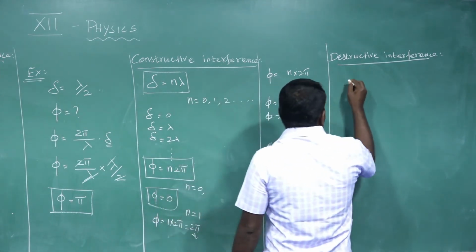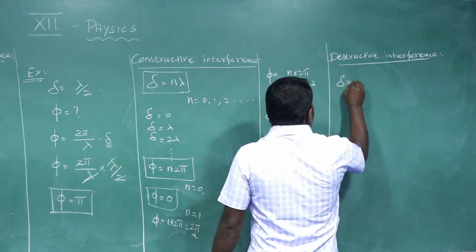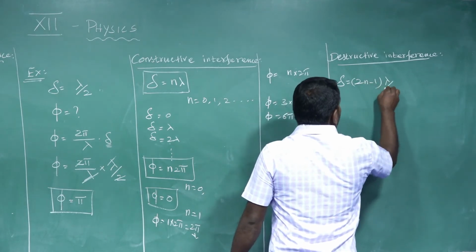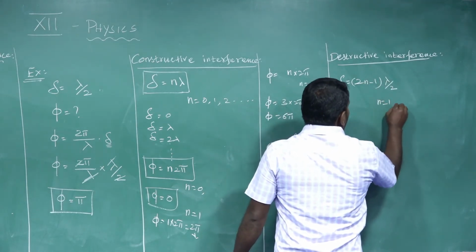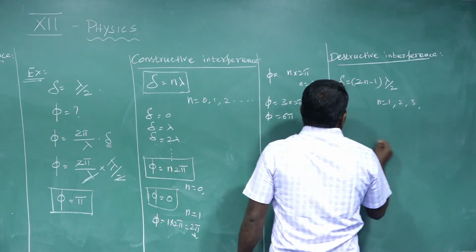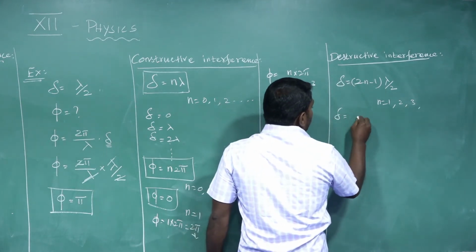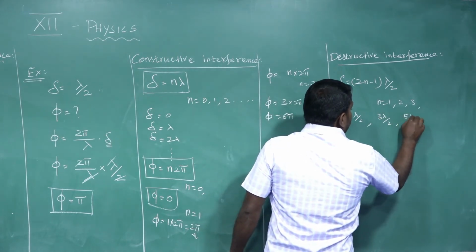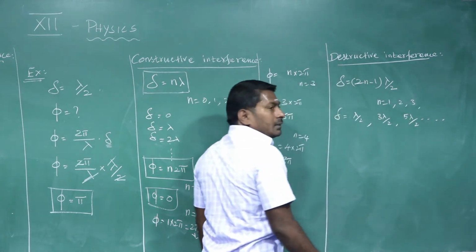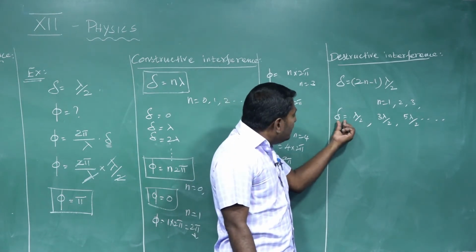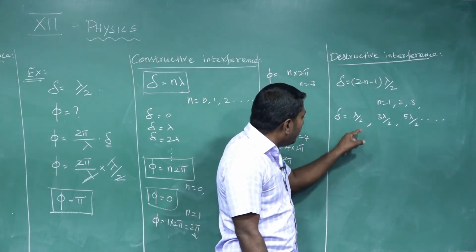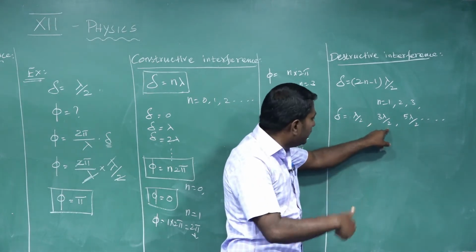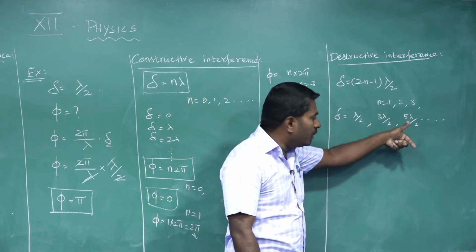Condition for destructive interference: the path difference between two interfering waves, delta, is equal to (2n minus 1) lambda by 2. Here n is equal to 1, 2, 3. So the path difference delta is equal to lambda by 2, 3 lambda by 2, 5 lambda by 2. It goes on like this. In this condition, when the path difference between two interfering waves at that point is lambda by 2, that point appears dark. 3 lambda by 2, that point appears dark. 5 lambda by 2, that point appears dark.